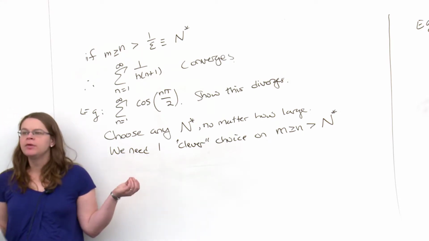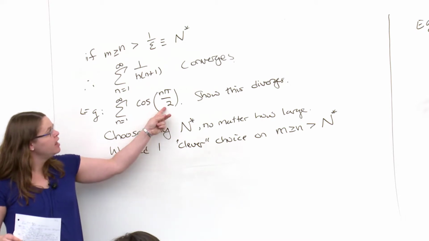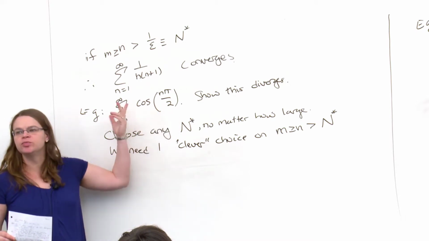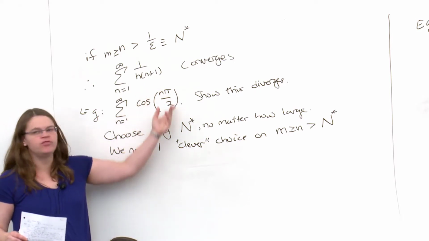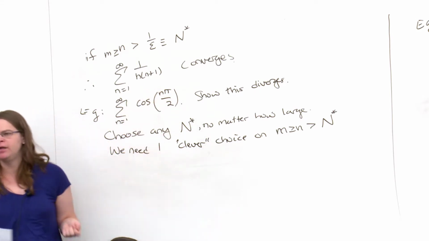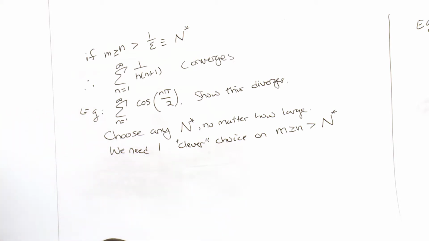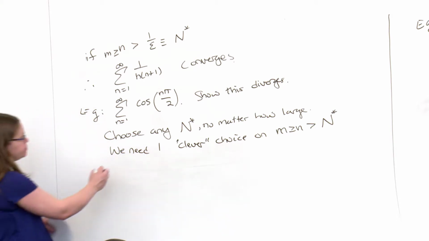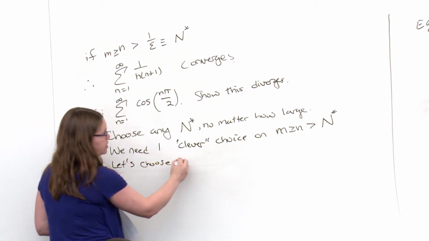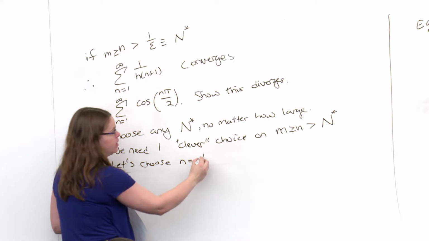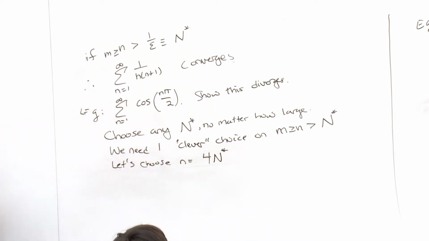So here, I'm going to pick them looking at the structure of this. For example, I know that if n happens to be a multiple of 4, I'm going to get cosine of some multiple of 2 pi in here. That's going to add up to 1. So I'm going to just pick n to be some multiple of 4. So let's choose n to be some multiple of 4. How about 4 n star? That's certainly bigger than n star.